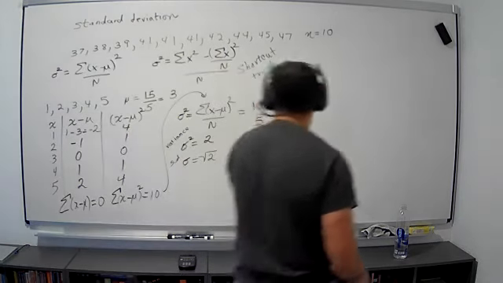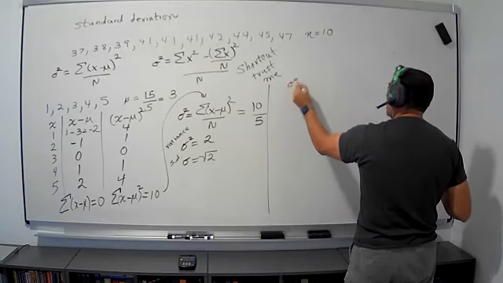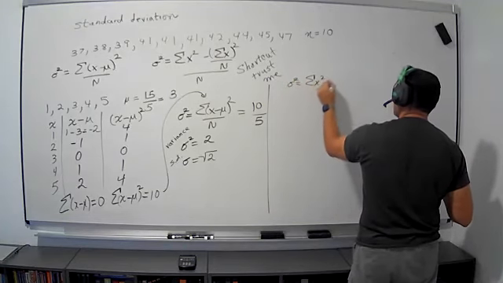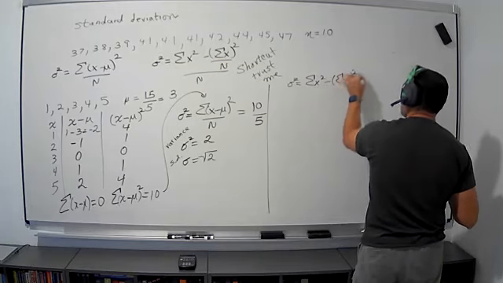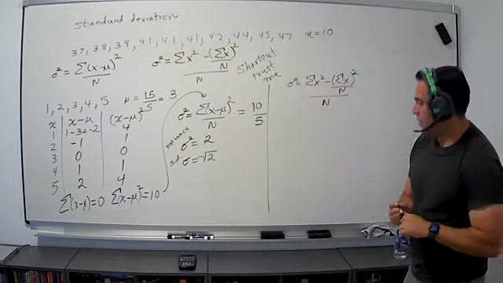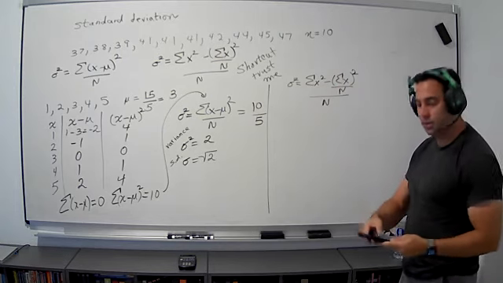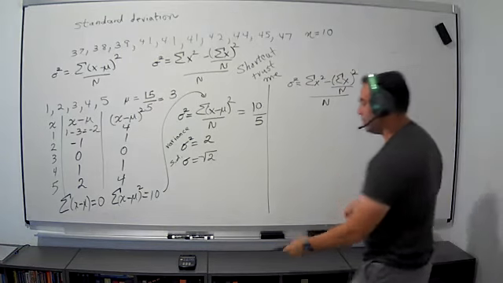Now, I'm just going to write the formula over here. Sigma squared equals the sum of x squared minus (the sum of x) squared divided by n, all over n. I'm going to start the timer, and you need to pay attention because we're going to execute this formula. Start the timer right now.